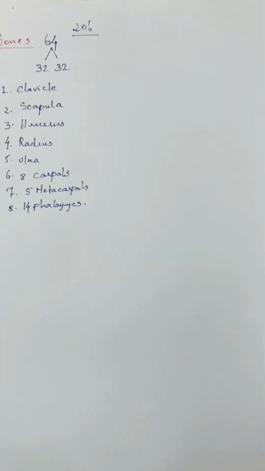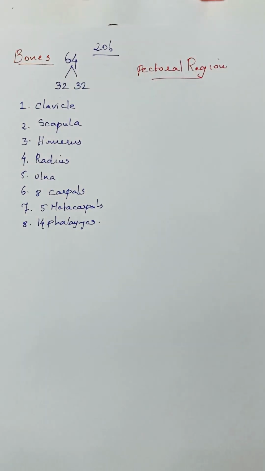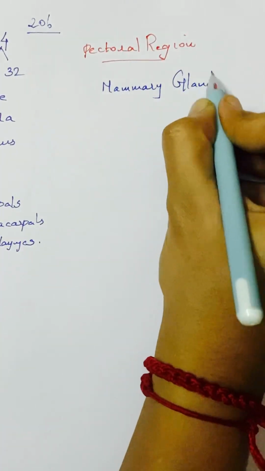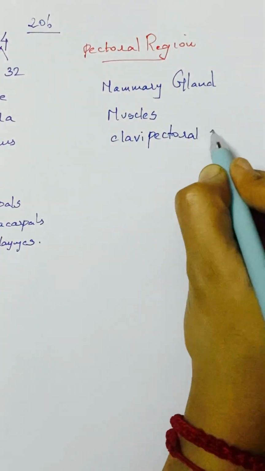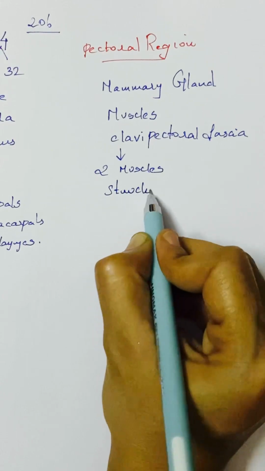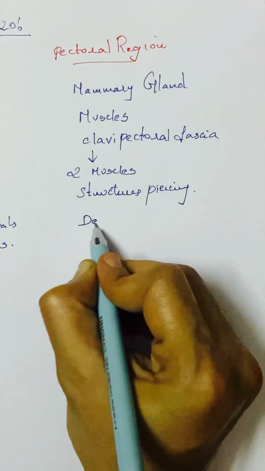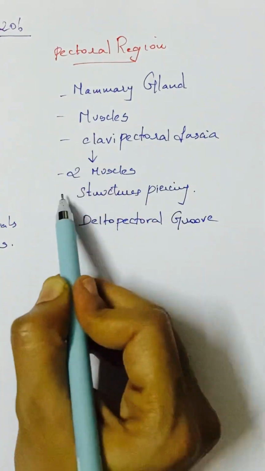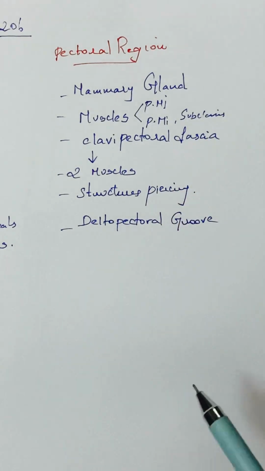Now coming to the pectoral region. So here what is important that we should know. Very important I say here is mammary gland. We should know the muscles of pectoral region. There is a fascia called clavipectoral fascia. We should know the 2 muscles enclosed by clavipectoral fascia and the structures piercing the clavipectoral fascia. And here we have deltopectoral groove. So what are the muscles here? Pectoralis major, pectoralis minor, and subclavius.